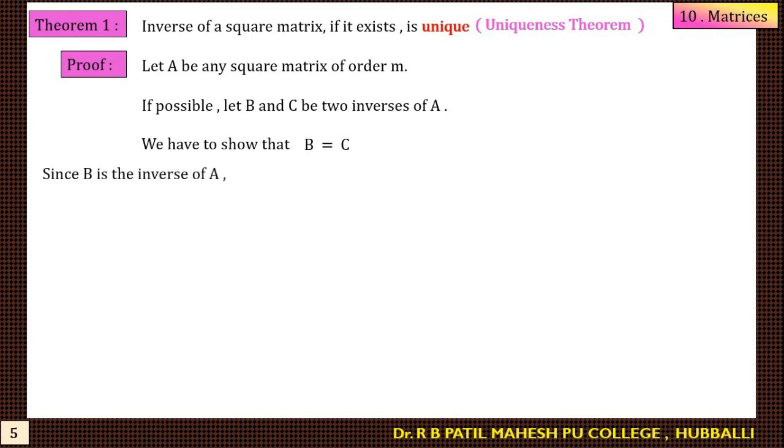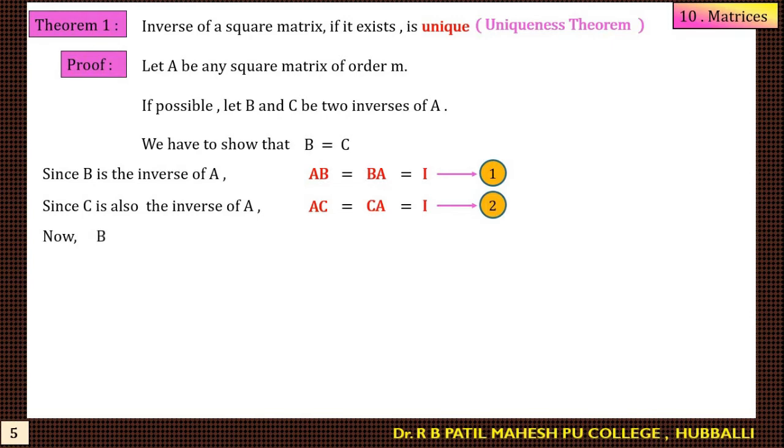Since B and C are taken as inverses of A, now B is the inverse of A means by the definition AB and BA are always equal to identity. Take this as equation 1. And C is also taken as an inverse of A. Therefore, A into C is equal to C into A. Its product will be equal to I. Take this as equation 2.